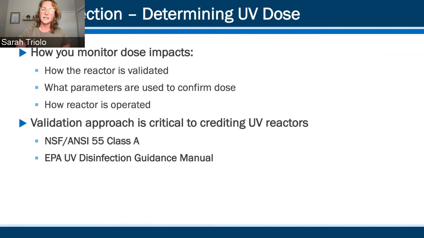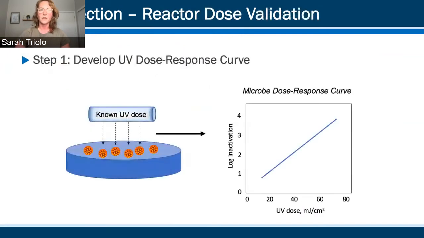So I want to give a little background to explain the basics behind UV reactor validation, because I think it's important to understand the process, to understand why we harp so much that the validation and the ongoing monitoring is really important for these UV reactors, to make sure we're actually getting what we think we're getting. So the way that reactor validation happens is a two-step process.